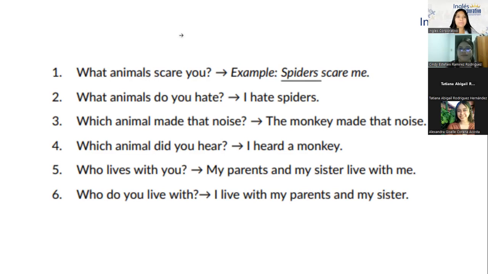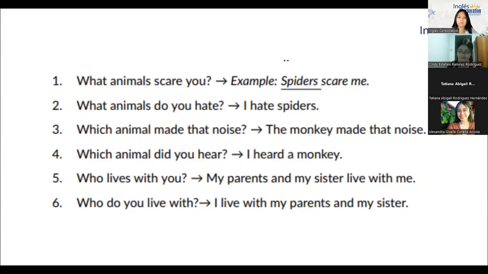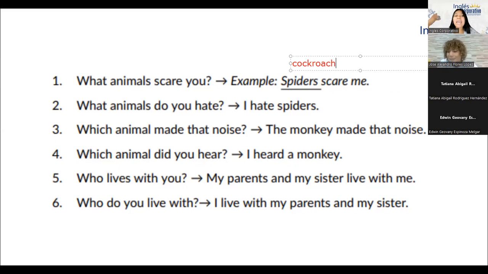So now let's see. Cucaracha, mira, así se escribe, para que lo copie. Cockroach. Okay, no había dicho cockroach. Disgusting. Ugly. Very ugly. Which animal made that noise? Okay, so this one is about an audio, but we are not going to listen to it because of the time. Now, let's move to number five.